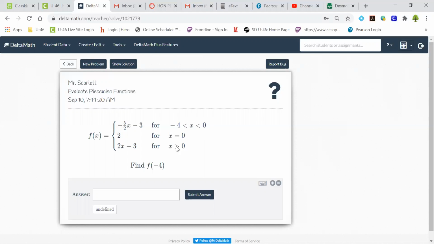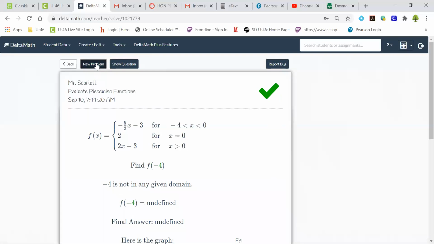Did I miss something? Is -4 bigger than 0? No, it's smaller than 0. -4 does not equal 0, and -4 is not greater than -4. It's equal to -4. So -4 doesn't belong in any piece. -4 is not part of this function, so it is undefined at that value.